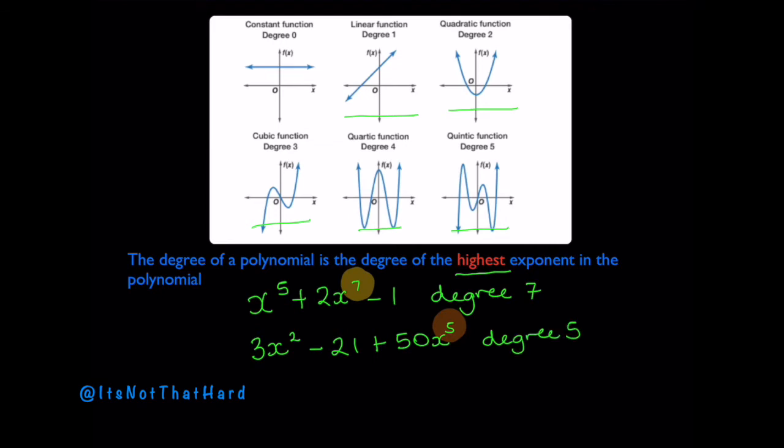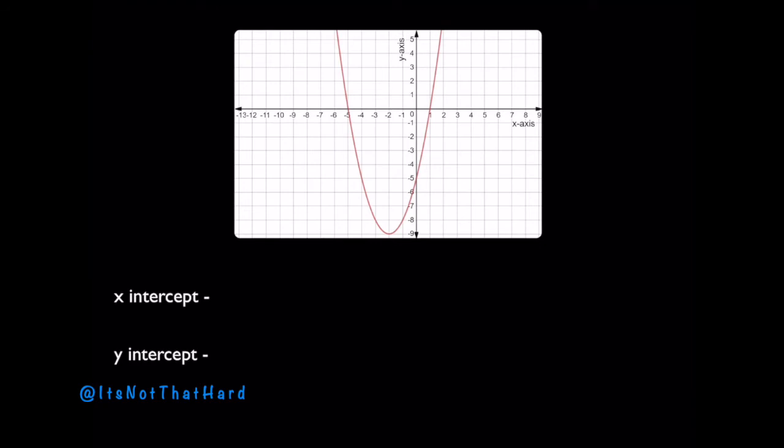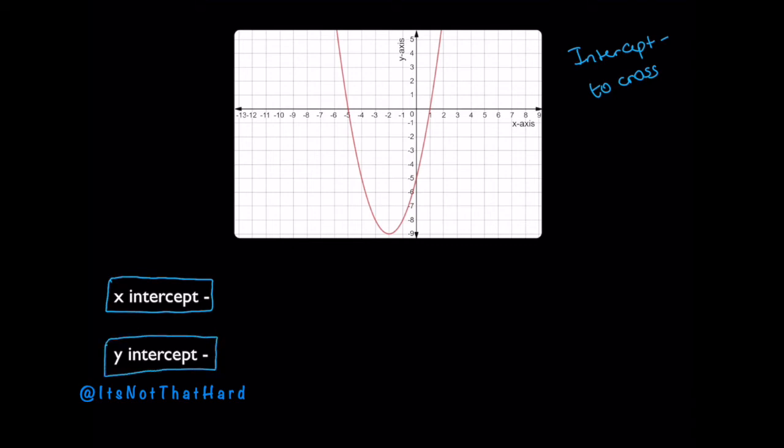Two concepts that are important to know, and I think you should know right off the bat when it comes to polynomials, is the concept of intercepts. Now, intercept actually means to cross. And so the x-intercept is where your graph crosses the x-axis, while the y-intercept is where your graph crosses the y-axis. The x-intercept can also be called the zeros of your polynomial, and it can also be called the roots of your polynomial. So whichever one your teacher uses, they all mean the same thing.